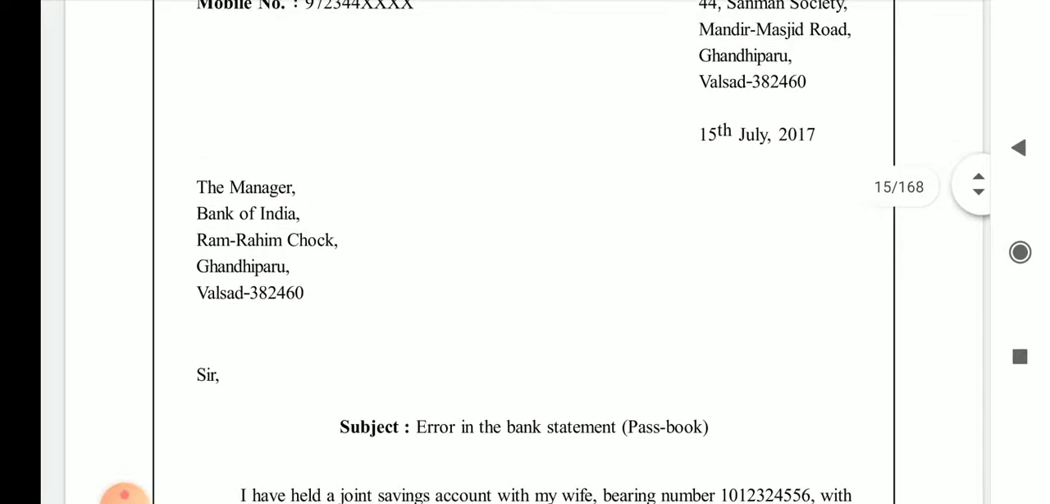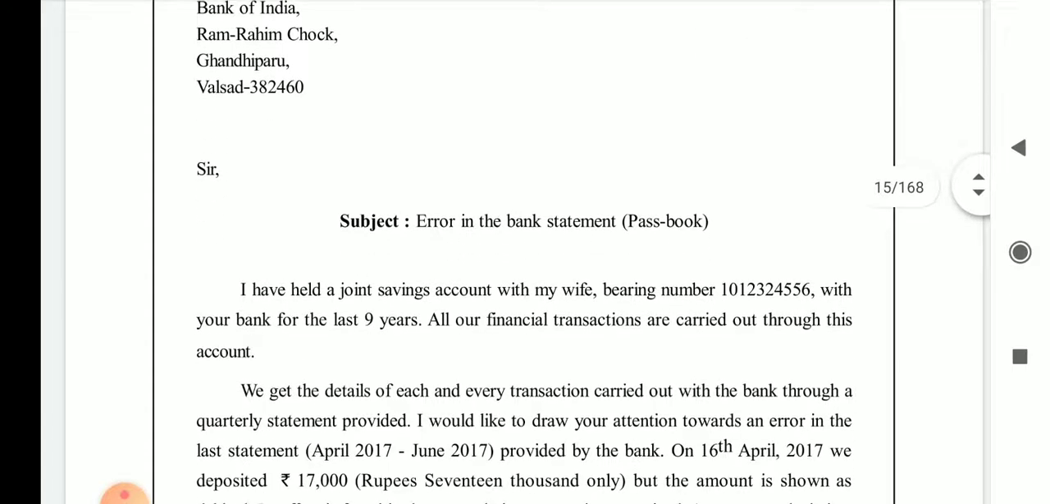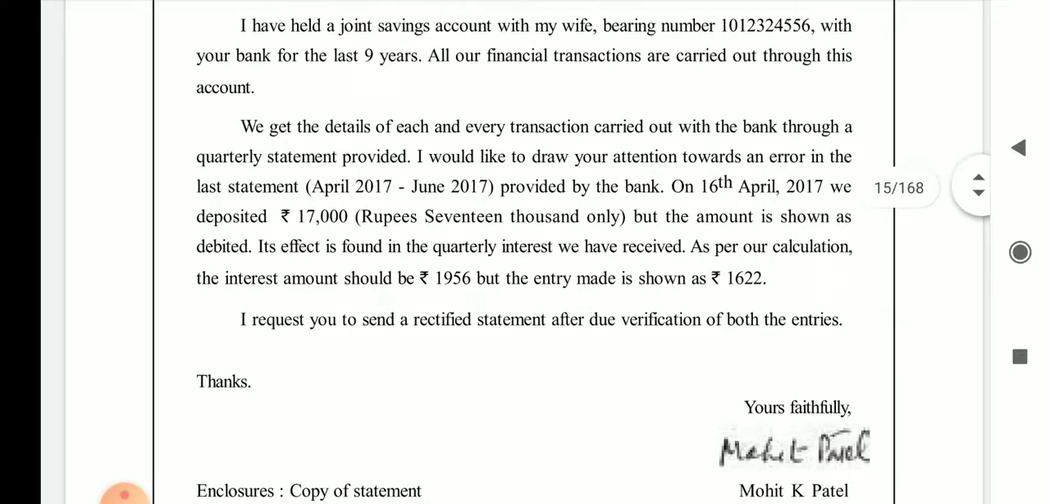Here I would like to draw your attention that Mohit K. Patel writes this letter in the month of July, and he gets the statement that is of April, May and June. That means he writes this letter after June.